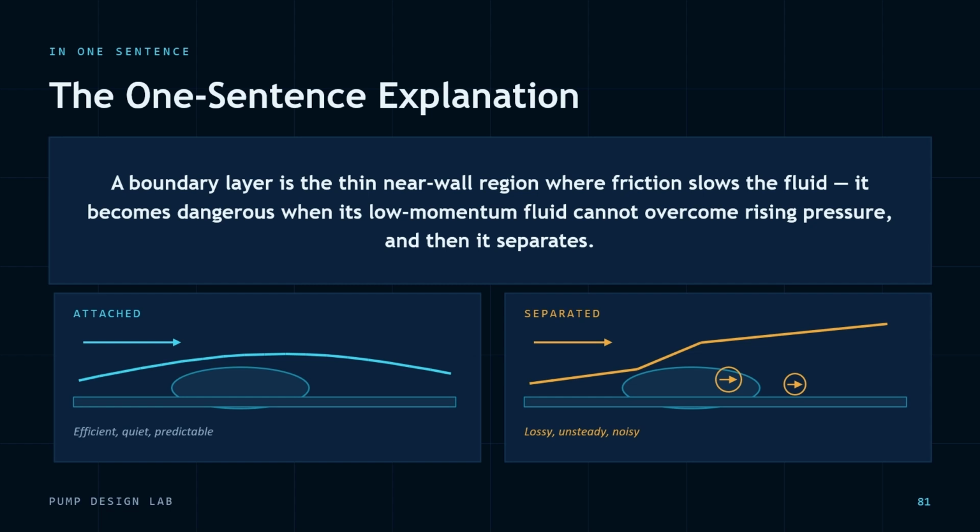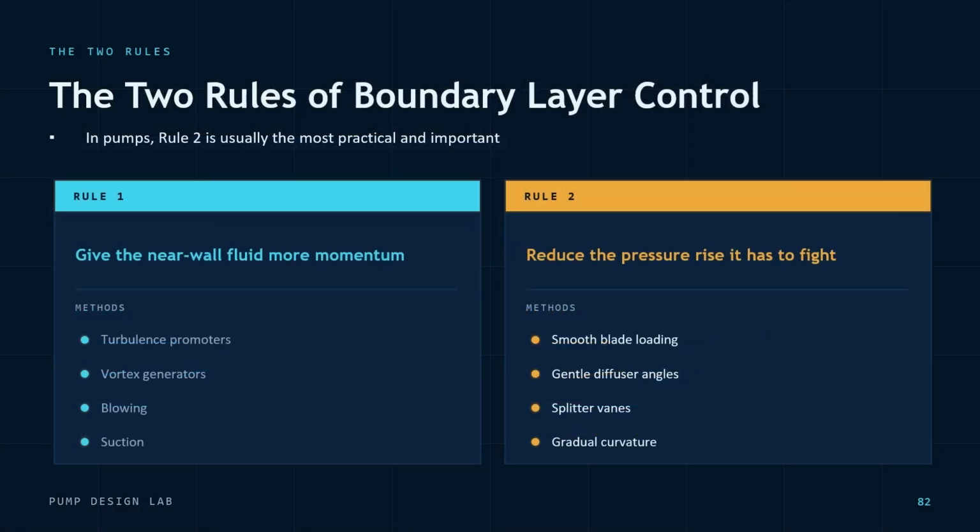And we can reduce the entire control philosophy to two equally clear rules. The two rules of boundary layer control. And here are the two design rules to remember. First, give the near wall fluid more momentum using methods such as controlled turbulence, vortex generators, suction, or blowing. Second, reduce the pressure rise it must fight using smooth blade loading, gradual diffusion, controlled curvature, and splitter vanes. In most pump designs, the second rule is the most practical and powerful.